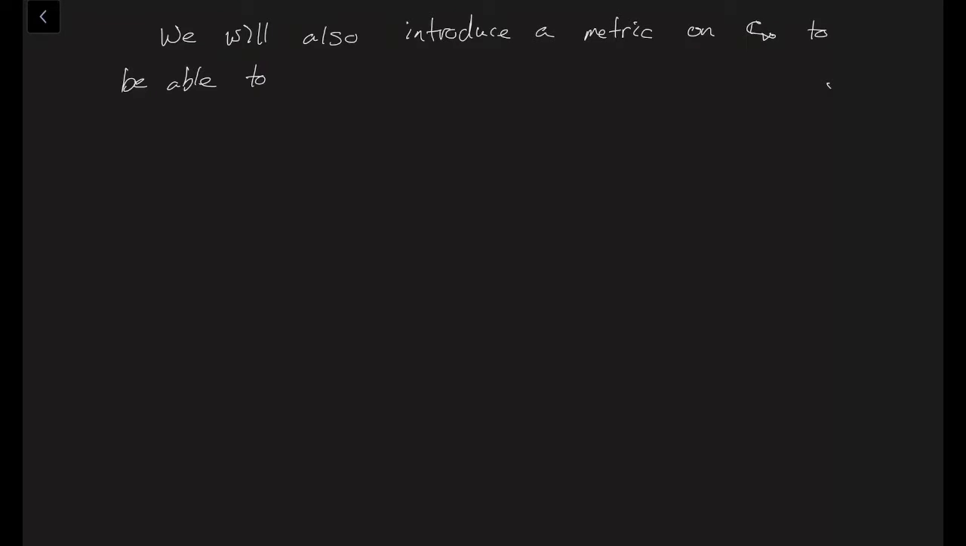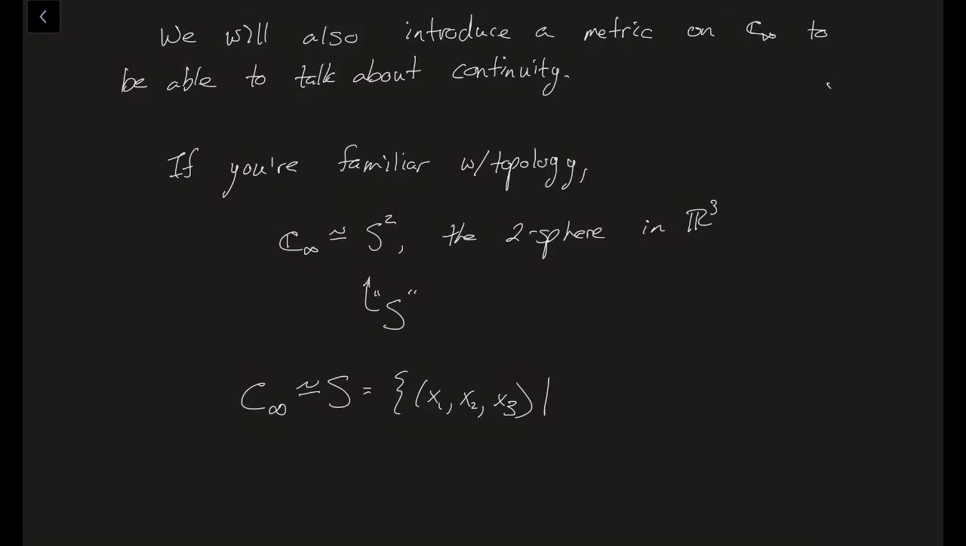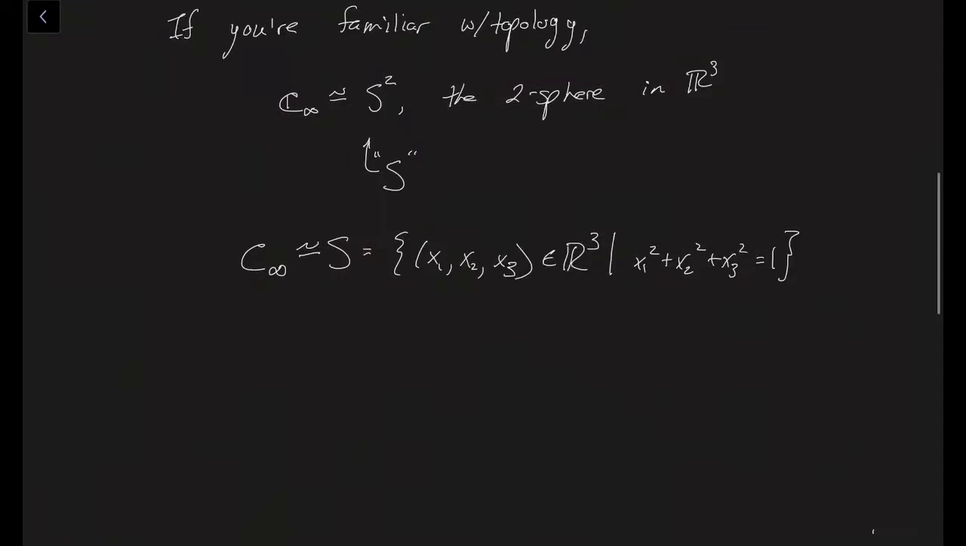So what we're going to do is introduce a metric or a distance function on C infinity to discuss continuity properties of functions. Now, as stated before, we can represent C infinity as the two-sphere. So we're going to be working with the two-sphere to give us an idea of the stereographic projection. We're going to label N to be the north pole of the sphere. That is, N is the point (0, 0, 1) in rectangular coordinates.